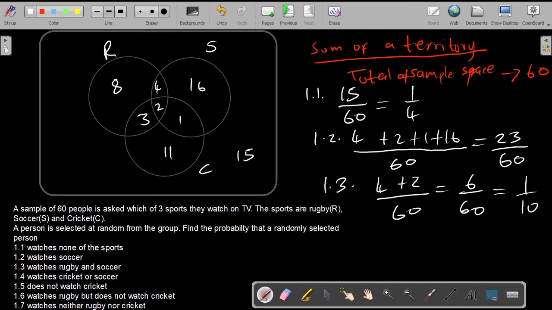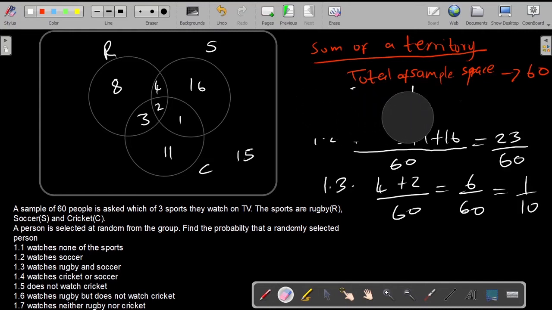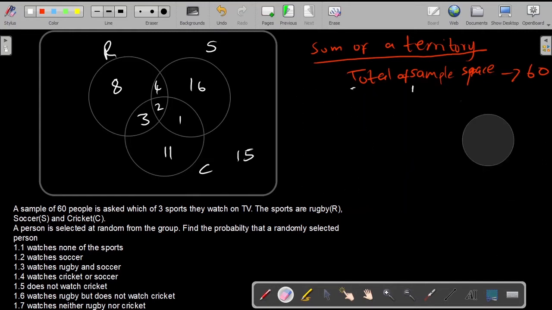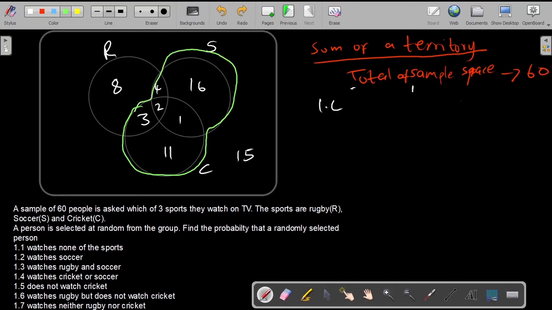So now we move on to the next question. I think we can now erase this just so we create some space. Moving on to 1.4, let's see what it says down here. The probability that a randomly selected person watches cricket or soccer. So now we are trying to find ourselves in either cricket or soccer. So that is the territory that we're talking about. What is the probability that you fall in this territory?